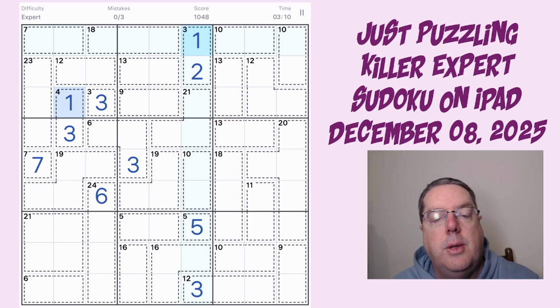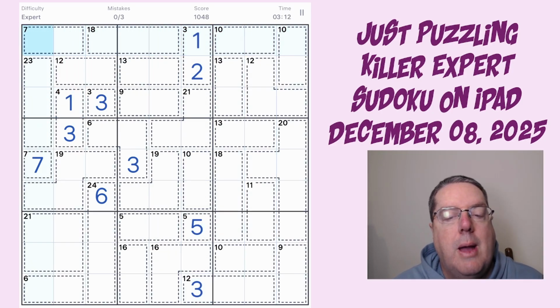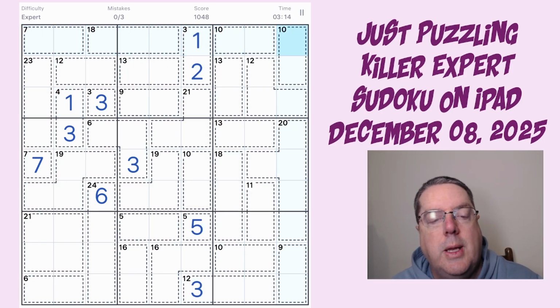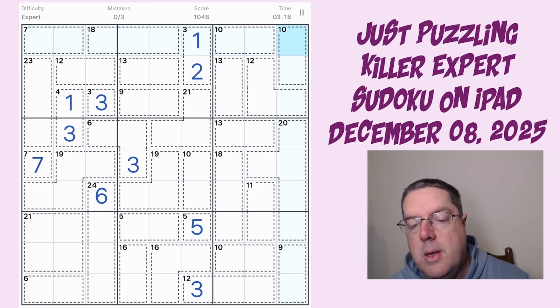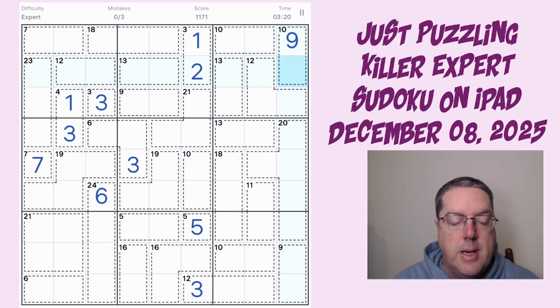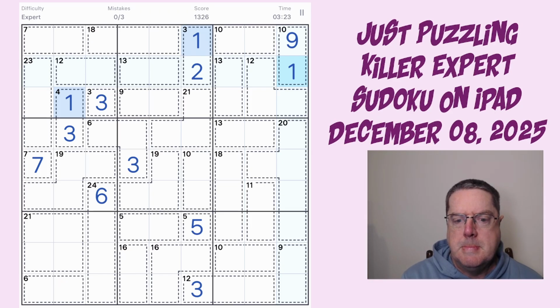Okay, so look at this. We've got a row here with everything known except for this one here. So 7 plus 18 is 25, 26, 36, so that's a 9. To get to 10, I need a 1. Okay, so that's alright, that's okay.